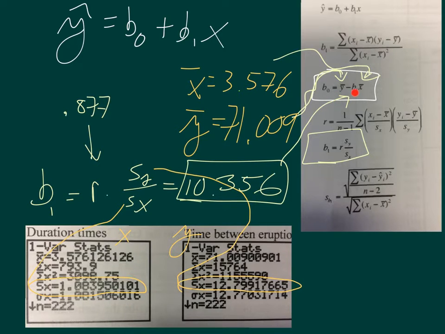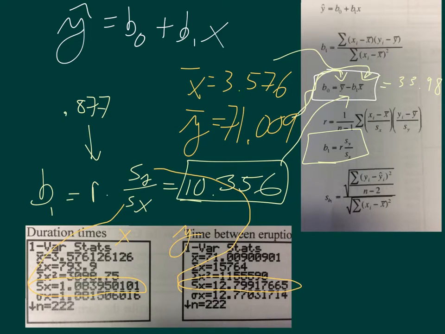And then I plug this in, and I get that my b naught equals 33.98. So again, I took the y bar value, 77, and I'm going to subtract, so I know it's going to be less than 71. Subtract b1, which was 10, times the x bar, 3.576, giving me this number as b naught. So now I have my equation up here.